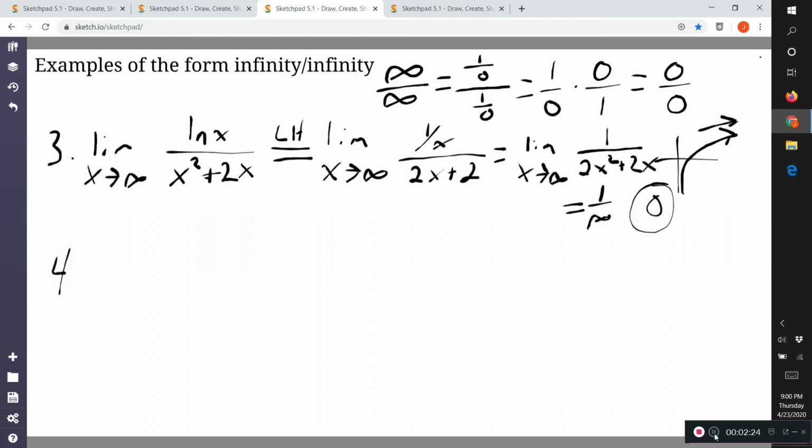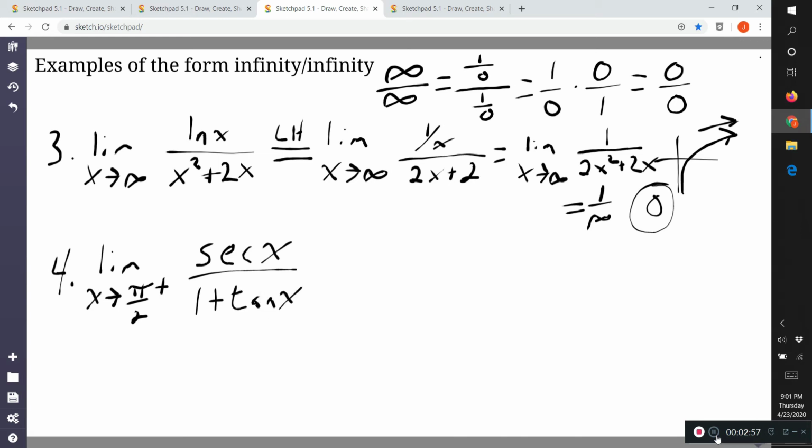So let's do a one-sided limit real quick. Let's do the limit as x approaches pi over 2 from the right side of secant x over 1 plus tangent x.